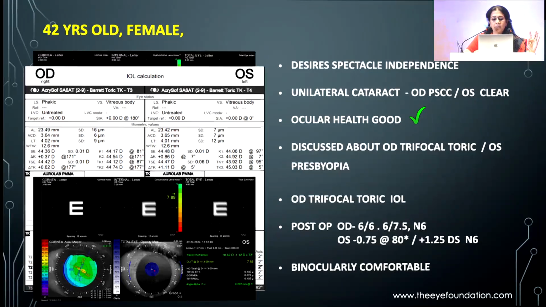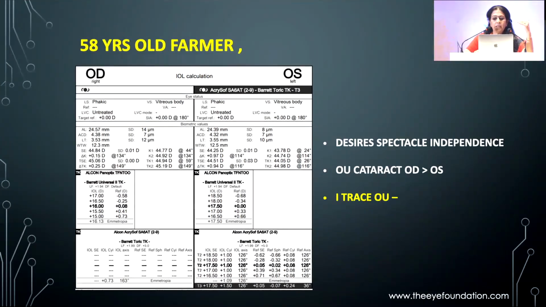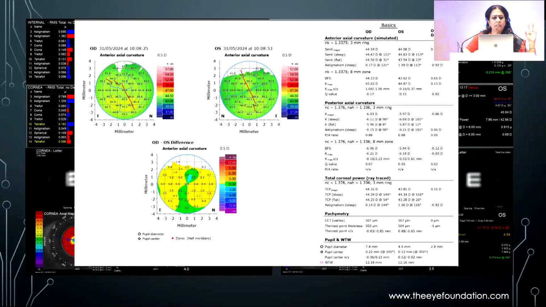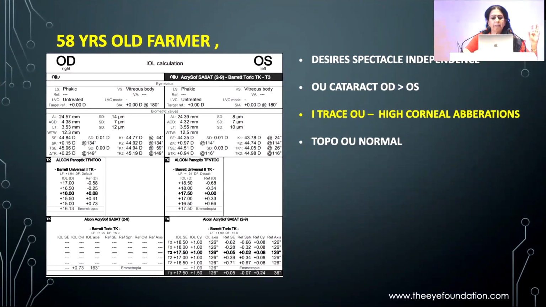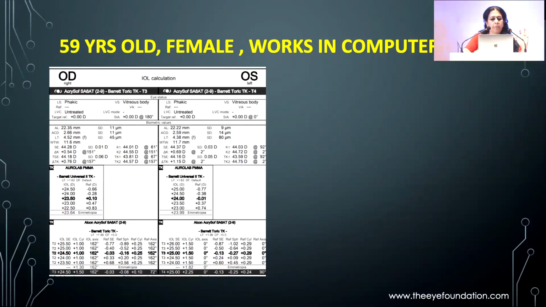Now this is another patient which I'm going to show you, wherein this patient is a farmer, okay? He wants spectacle independence. His eye trace shows lot of aberrations on his cornea. So then I would not risk it with this man. The topography is normal, but then the ocular health is also normal, but I would only place an enhanced monofocal, give him great distant vision, some kind of intermediate vision as a buffer, and just leave it at that, because aberrations do not go with these very high premium lenses.